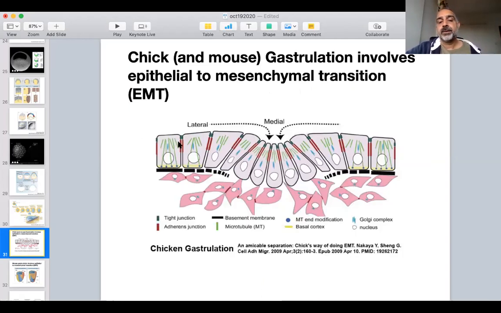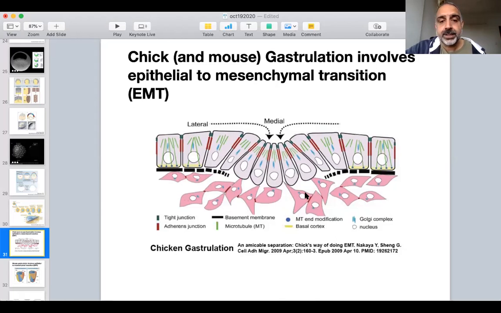So there is a kind of epithelial reorganization, which is pushing these epithelial cells towards the midline. As they go towards the midline, they're undergoing cell shape changes. The basement membrane, so the substrate on which the epithelial cells rest, is being degraded. And then some of these cells are down-regulating their adherens junctions, their tight junctions, and leaving the epithelial sheet and migrating away. So this is called epithelial to mesenchymal transition.